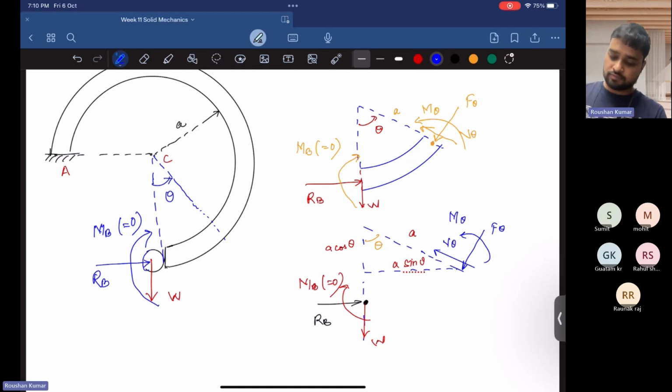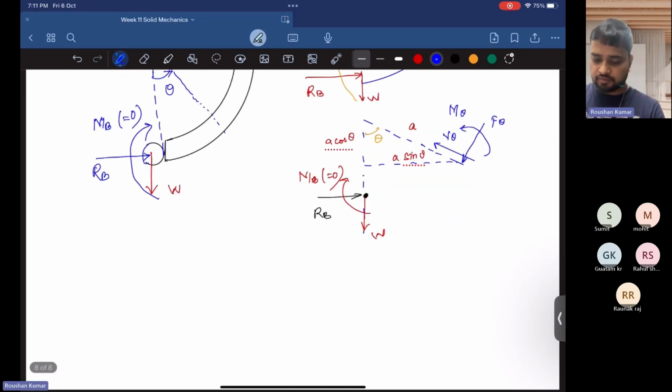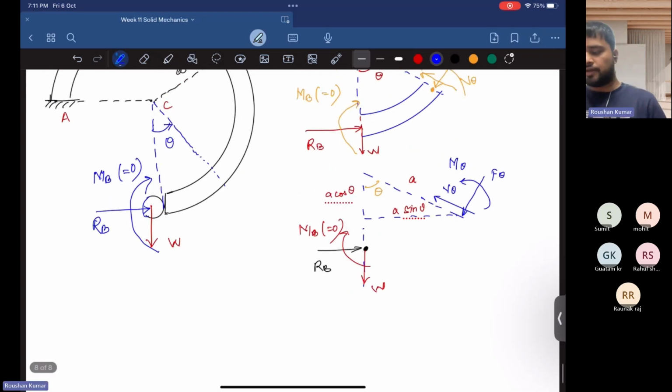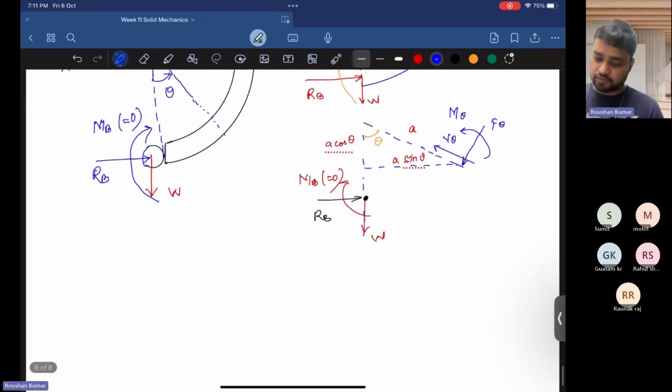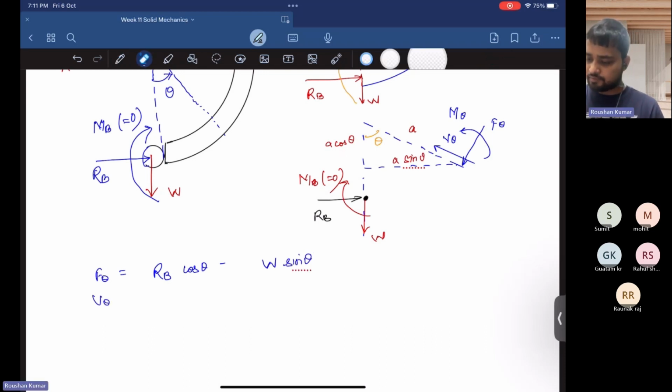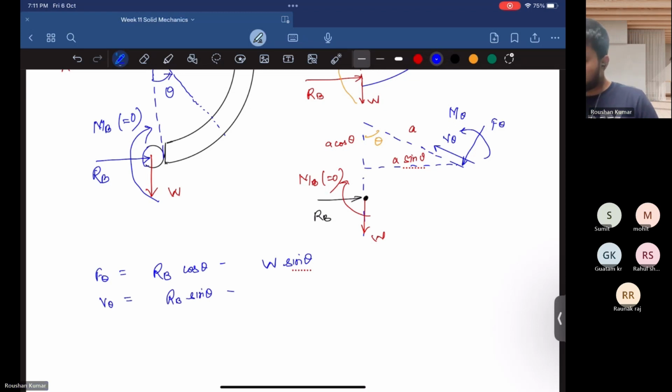Now let's find out the value of F theta, V theta and M theta, the extension, that is the compressive force, shear force and the bending moment. So F theta will become RB cos theta minus W sin theta. V theta will become RB sin theta minus, this is V theta, RB sin theta.